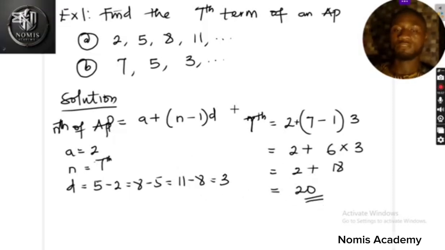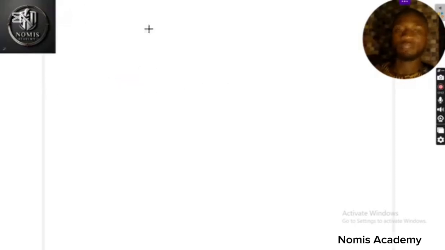So if we continue to add 3, the seventh one will be 20. Yes, you can get that. If you add 3 to 11, you have 14. The next one, that is the sixth term, will be 17, and the seventh term will be 20. So let's take on the second one, 7, 5, 3. Let's get into the solution for this.